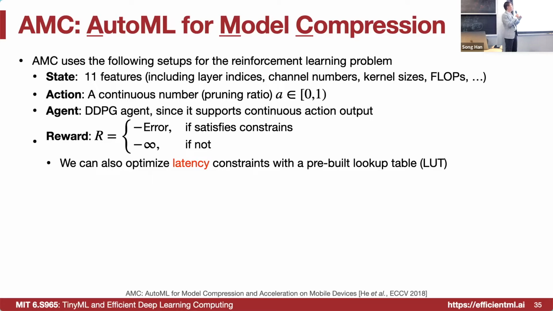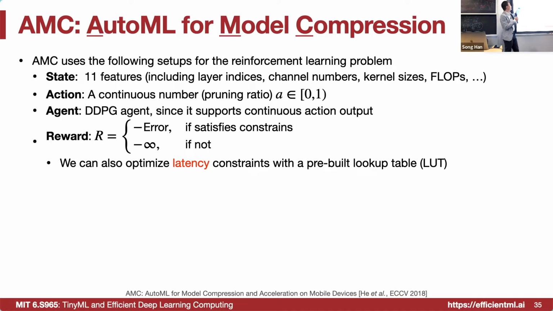When we are designing the states, there are embedded features, including the layer index, first layer, second layer, number of channels, kernel size, and FLOPs. And the action is basically the pruning ratio for each layer. It's a continuous number. That's why we use the DDPG agent. The agent itself is beyond the scope of this course. If you are taking a reinforcement learning course, you will learn about this agent. It has a continuous action output rather than up, down, left, right: a continuous output, a sparsity ratio between 0 and 1.